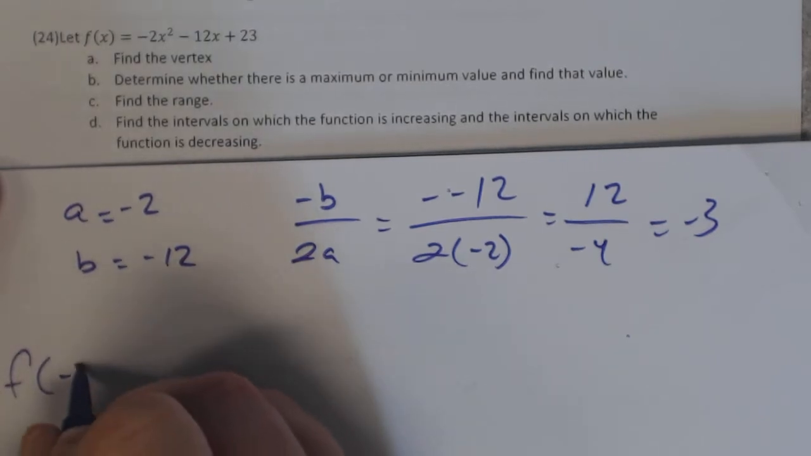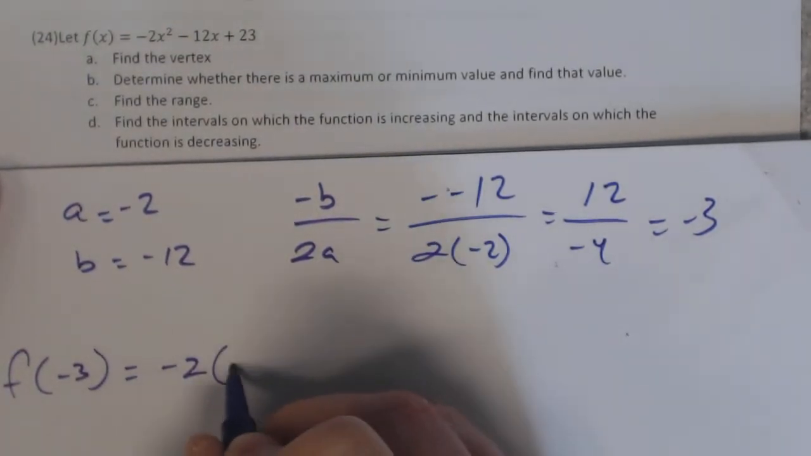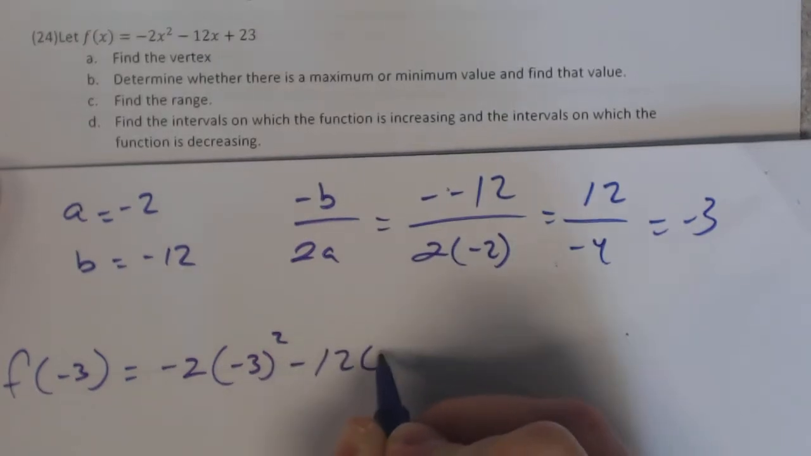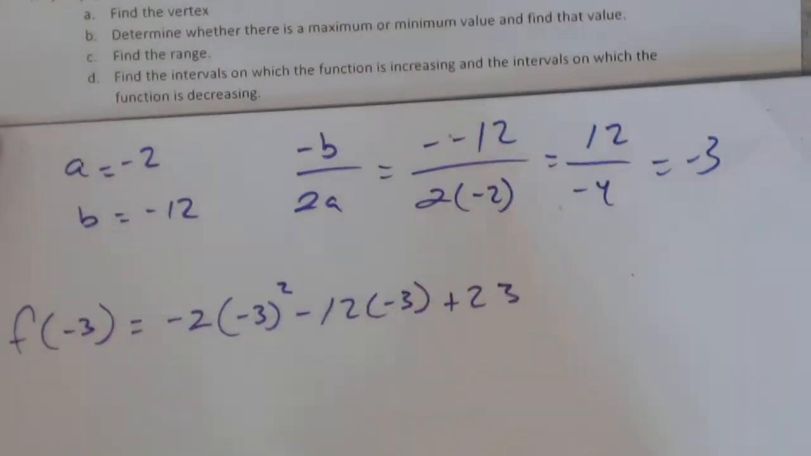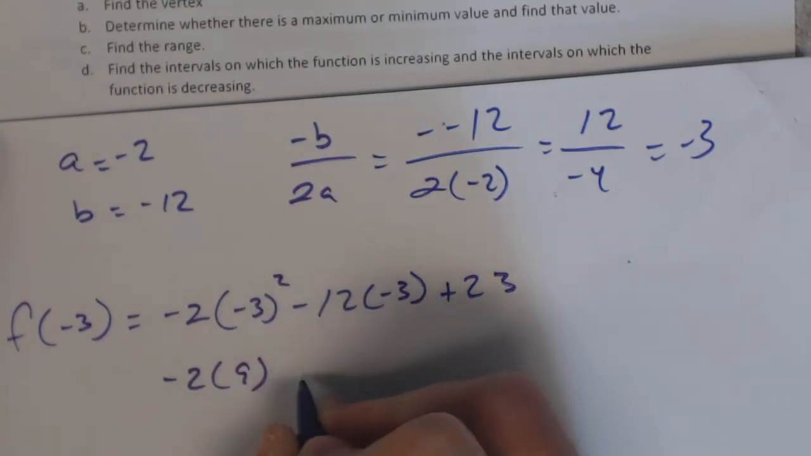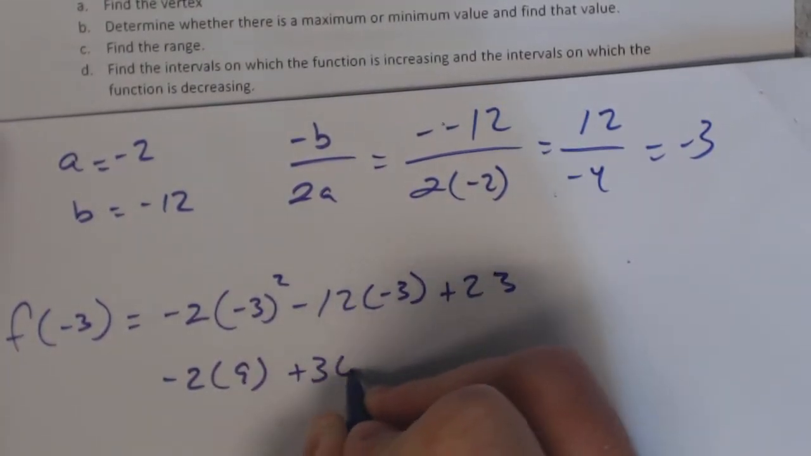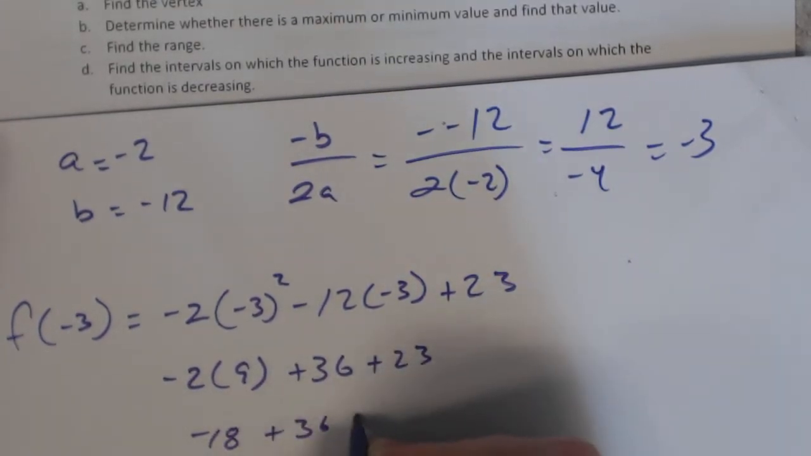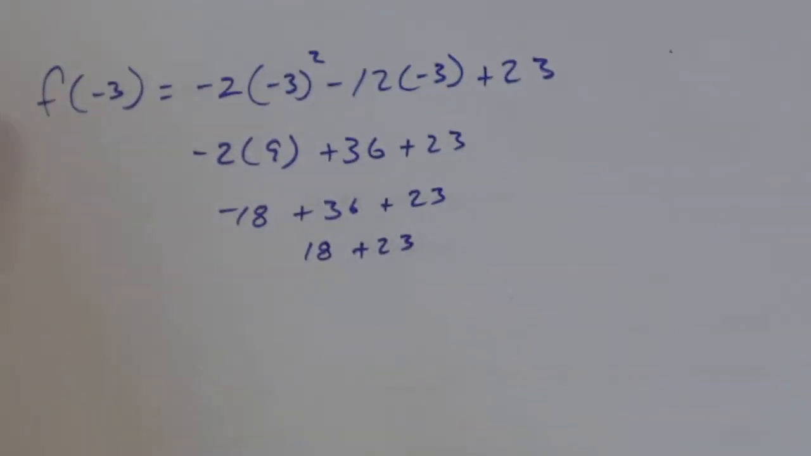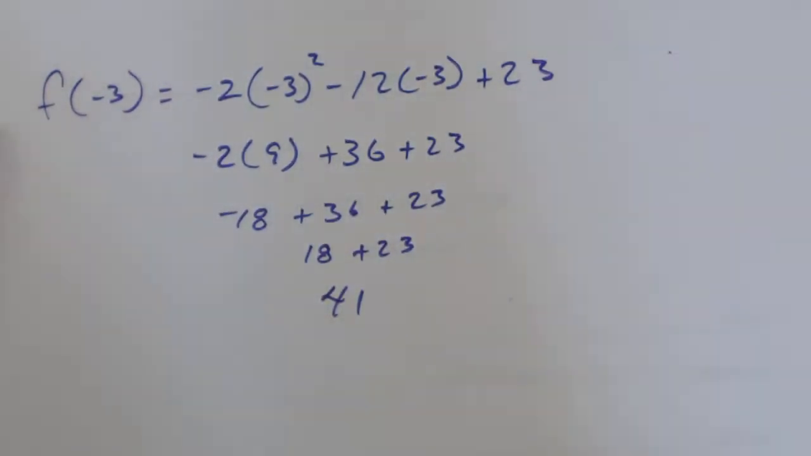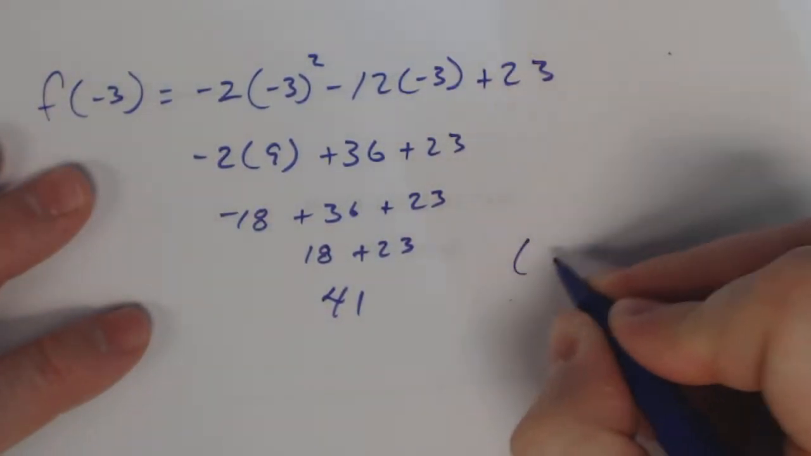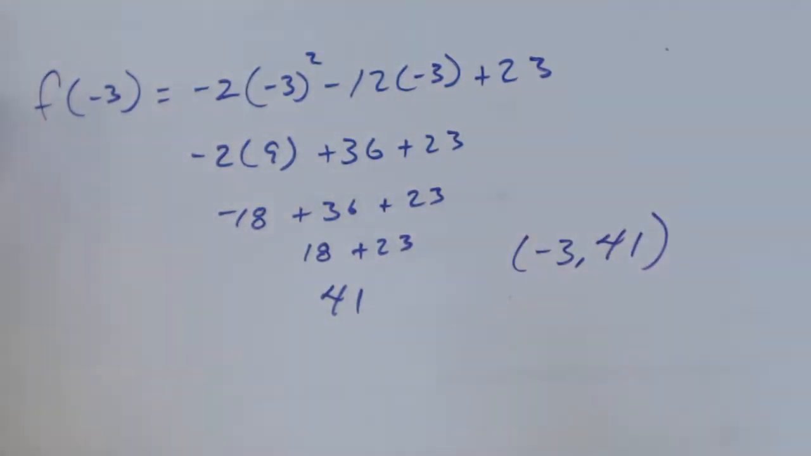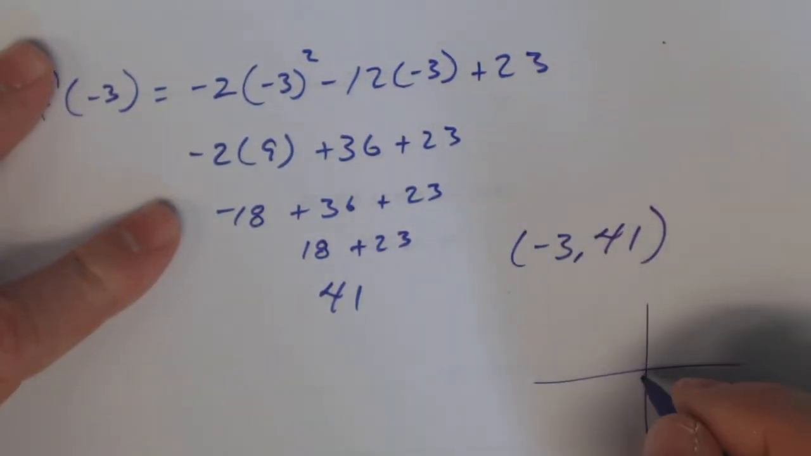So if I plug that back in, I'd have negative 2 times 9 plus 36 plus 23. That'd be negative 18 plus 36 plus 23. That'd be 18 plus 23, which is 41. Yep, 41. That's the y-coordinate of the vertex. So my vertex is at negative 3, 41. So if I go back 3 and then way down here is 41.